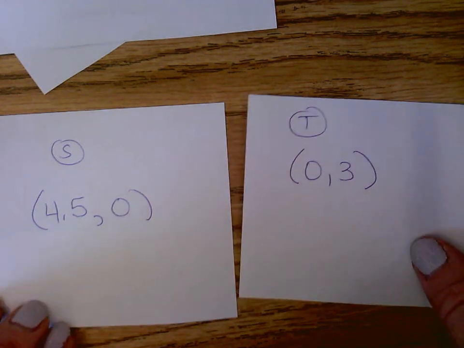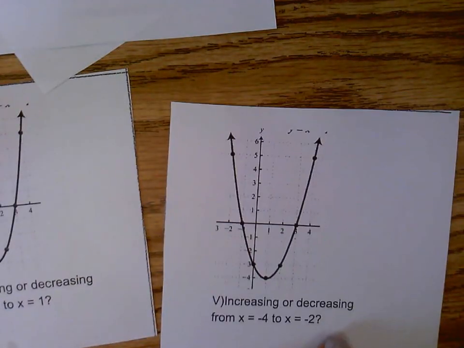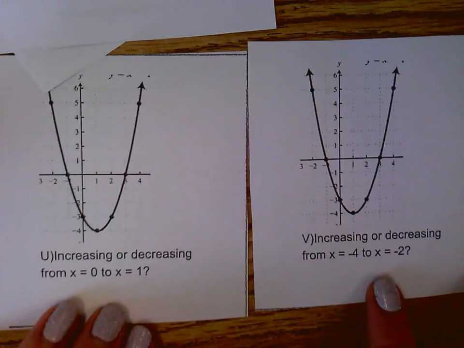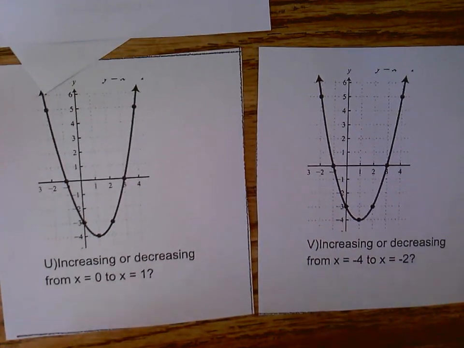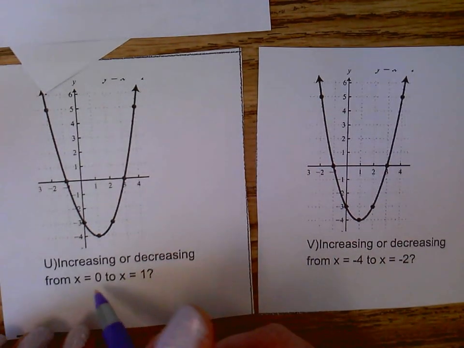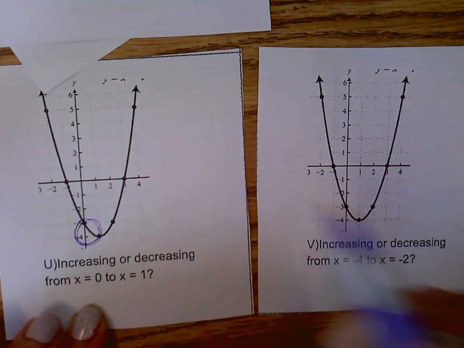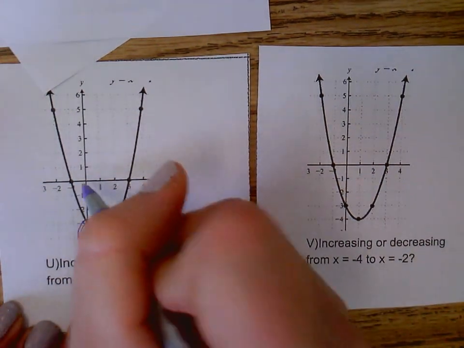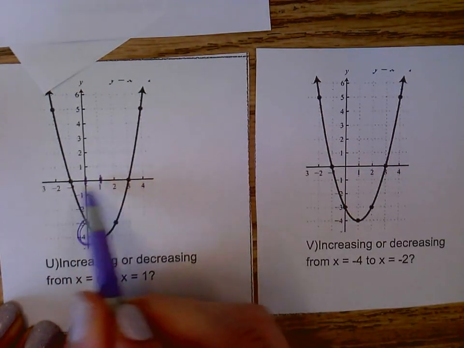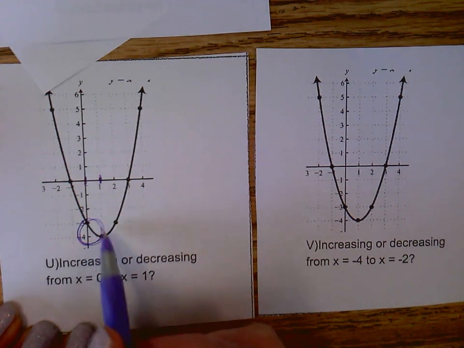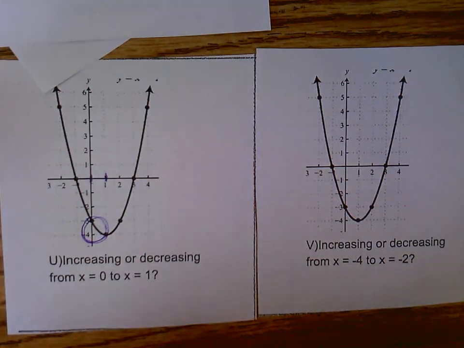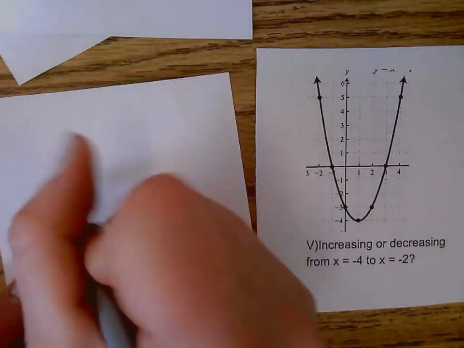Can I move it? All right, U and V talk about increasing or decreasing. You might want to circle on the graph where it's talking about. So from 0 to 1 for x, I actually want you to circle this section of the graph down here at the bottom, right? Because that's between 0 and 1 on the x-axis. Is that increasing or decreasing? So U is decreasing.